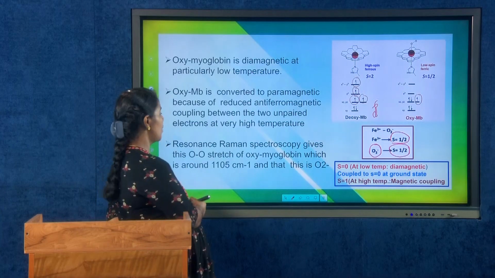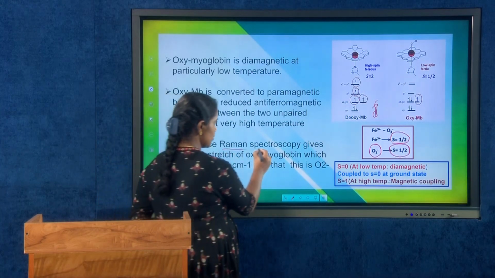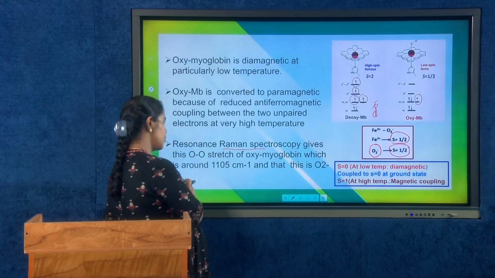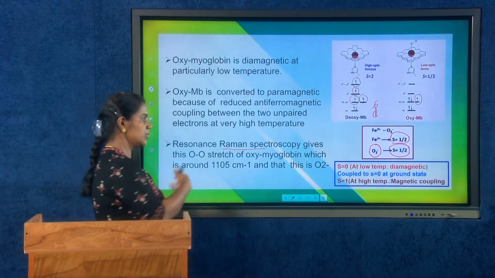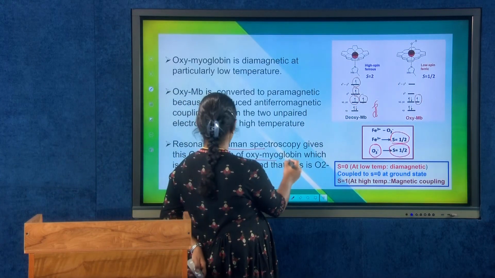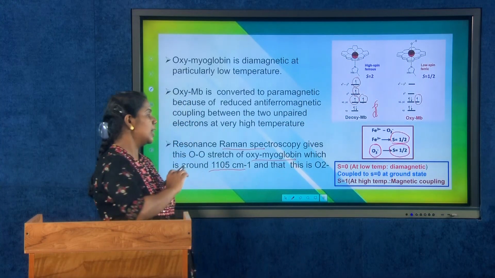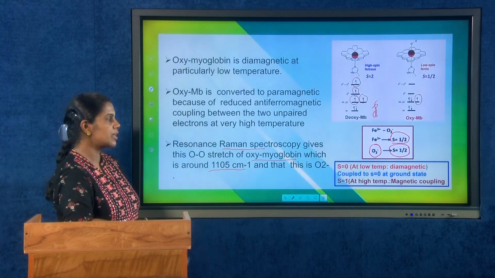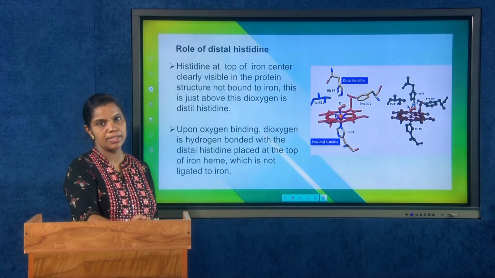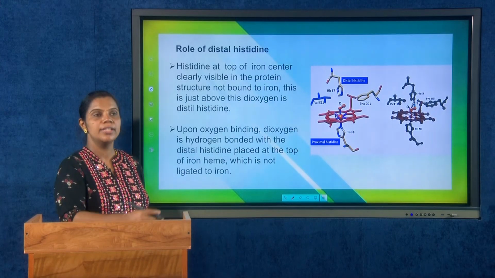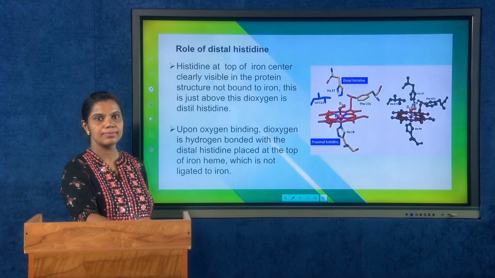The evidence was obtained from resonance Raman spectroscopy. Raman spectroscopy showed that the oxygen-oxygen stretch of oxymyoglobin was found at 1105 cm inverse, which indicated that oxygen is present in the O2 minus, that is the superoxide form.